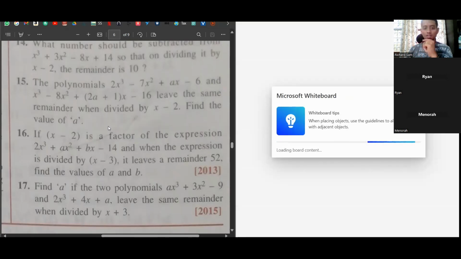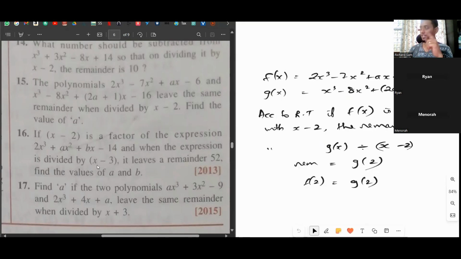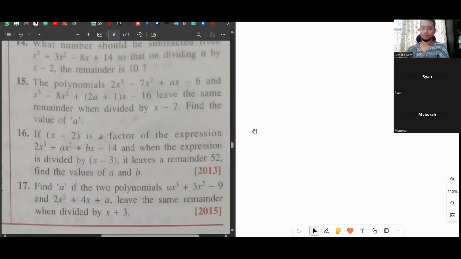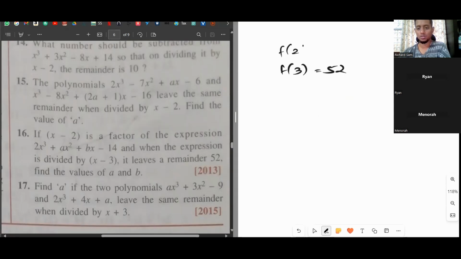Tell me, all of you. When you're dividing with x minus 3, the remainder is 52. So what does the remainder theorem tell you? According to the remainder theorem, if f of x is divided with x minus 3, the remainder is f of 3. And f of 3 will be 52. From the first one, you have f of 2 is equal to 0. So like this, you'll have two equations, and there are two missing values, a and b. You have to simultaneously solve these two equations to find them.